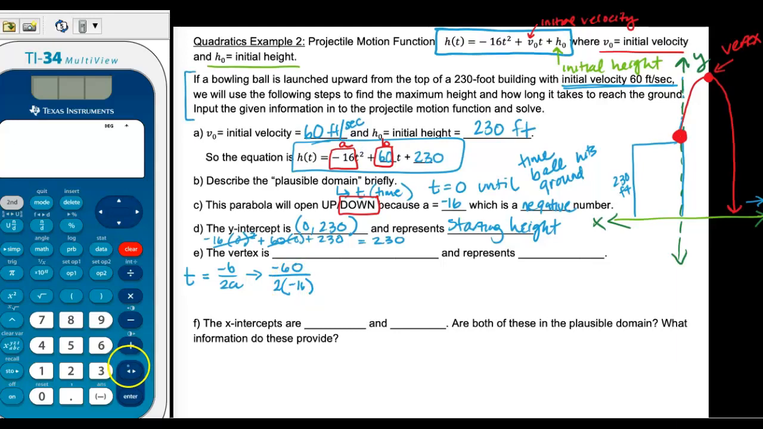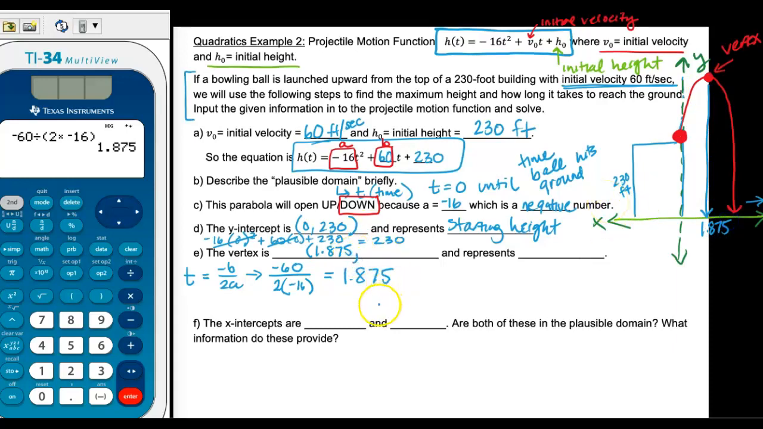Okay, I can put that in my calculator. I can do negative 60 divided by 2 times negative 16. You can also use your fraction button if you want. And I end up getting t equals 1.875. That's the x value, or the t value, of the vertex. So the vertex is 1.875, like this number right here on that t-axis or x-axis.